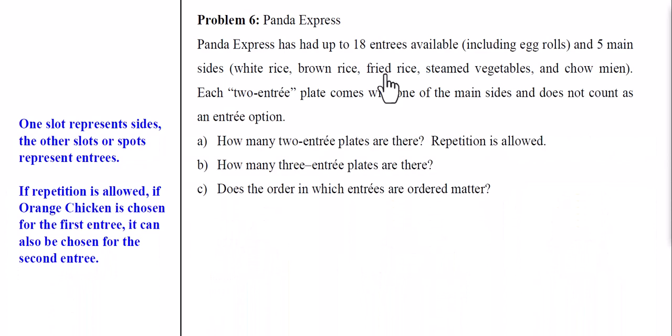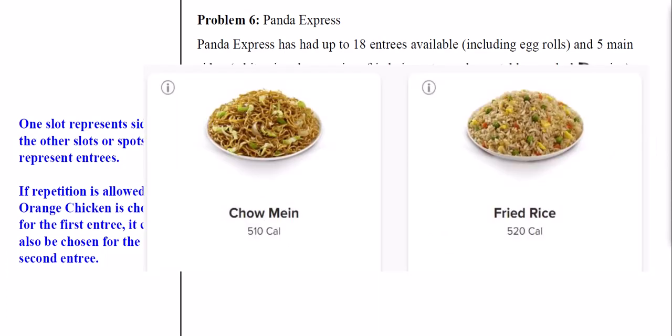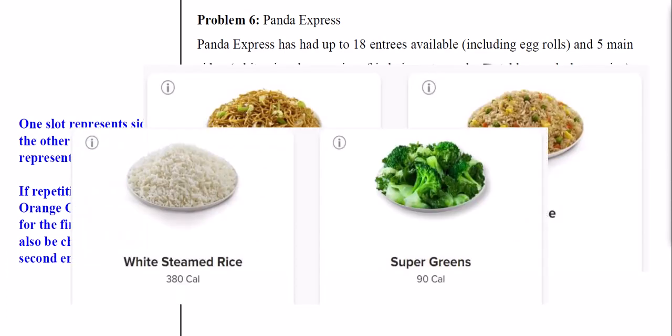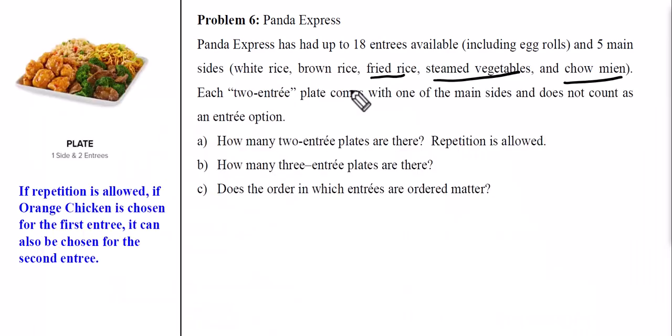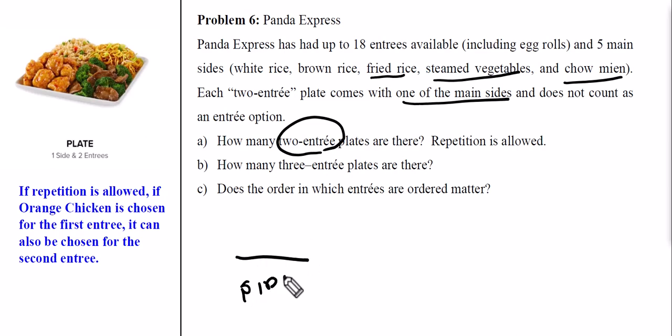Okay, they always offer you fried rice or chow mein, but you could get steamed vegetables. There is white rice, and then there is that stuff called brown rice. Okay, now a 2 entree plate comes with a main side, and then it has 2 entrees. So one slot represents the sides. This one represents sides. I mean, literally, when you look at the Panda Express plate, it has compartments. Okay, and only certain things can go into those compartments.